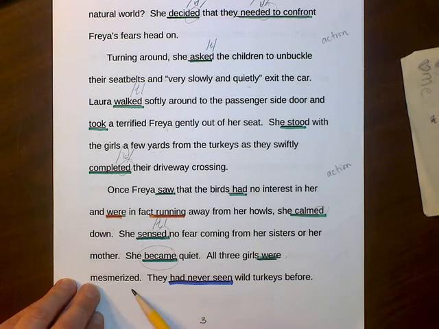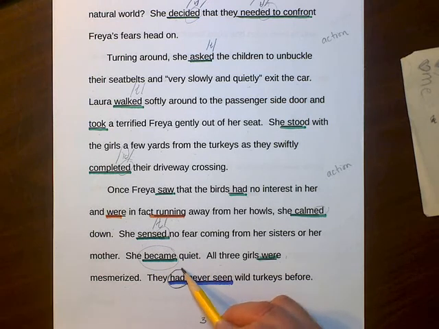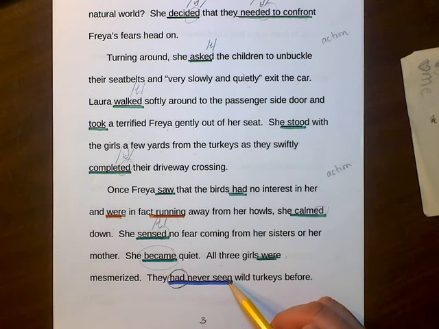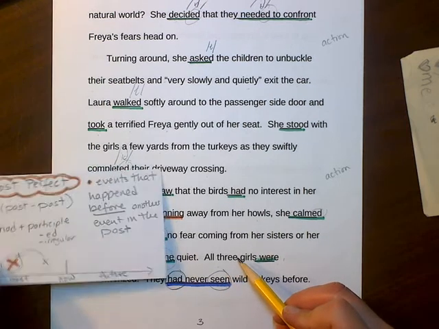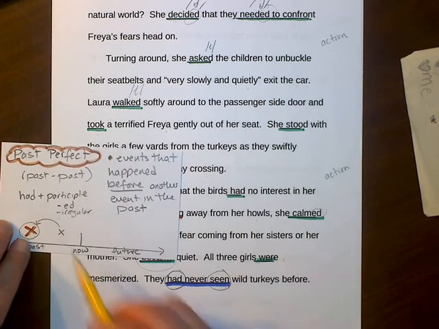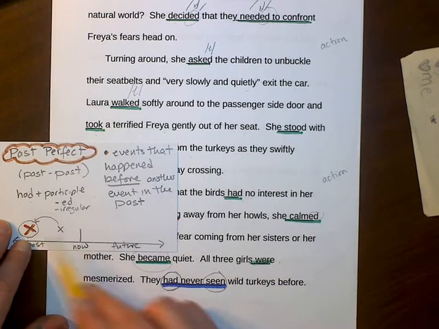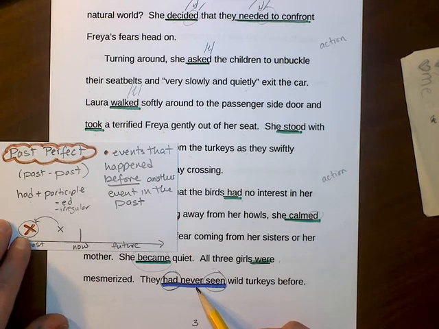They were amazed. They had never seen. So had seen is my verb. I have had, the past tense of have, and then the past participle. See, saw, seen. So this would be the past perfect. So this is something that happens before. Or in this case, it's never happened before.